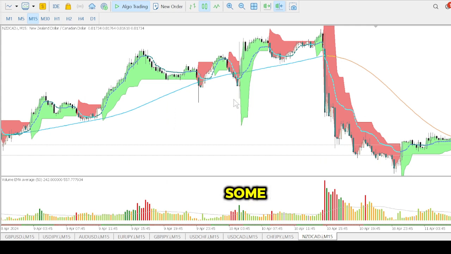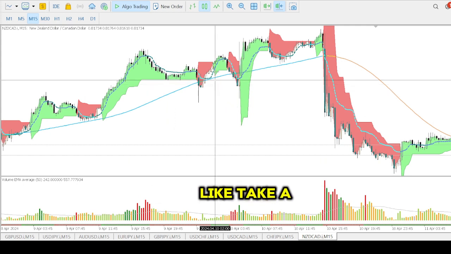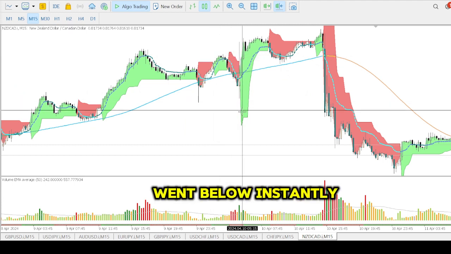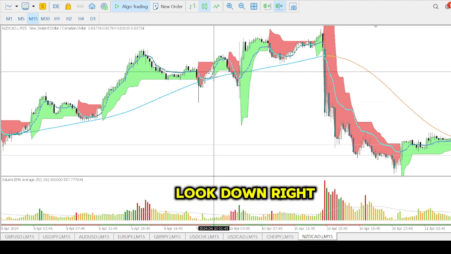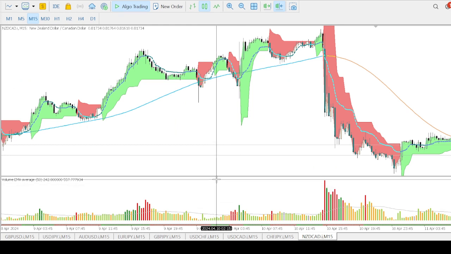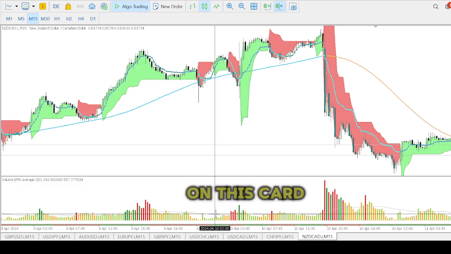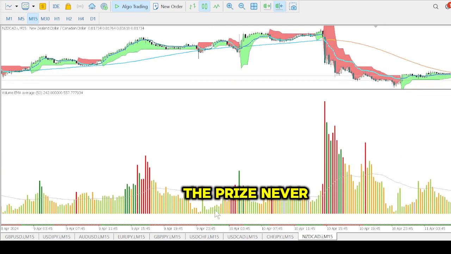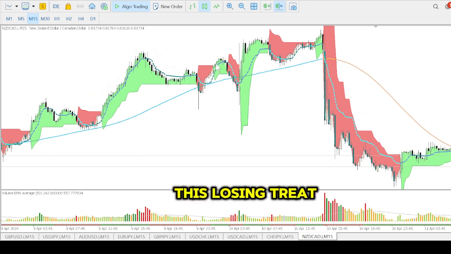Now, we took some dumb losses while taking this trade. Take a look at this loss here. You can see the price just went below instantly. But if you look down right here, on this candle, you can see that the price never closed above the EMA line. So we would never have taken this losing trade.